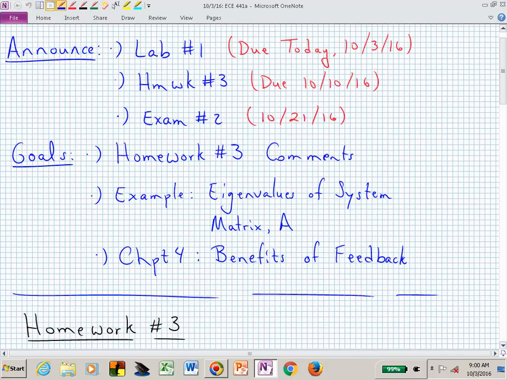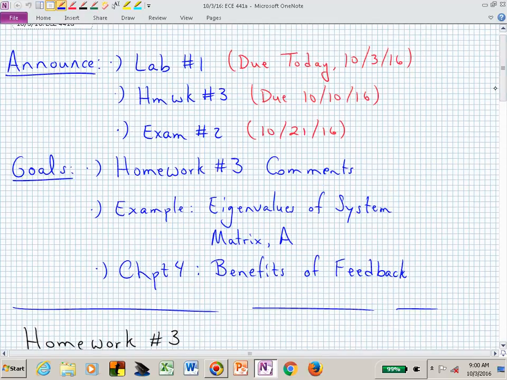Lab number 1 is due today, and based on the stack that I physically received and the Dropbox size, we still have some labs that need to be turned in. That's due today. The Dropbox closes later this evening. Homework number 3 is due a week from today, and exam number 2 is a few Fridays from now.